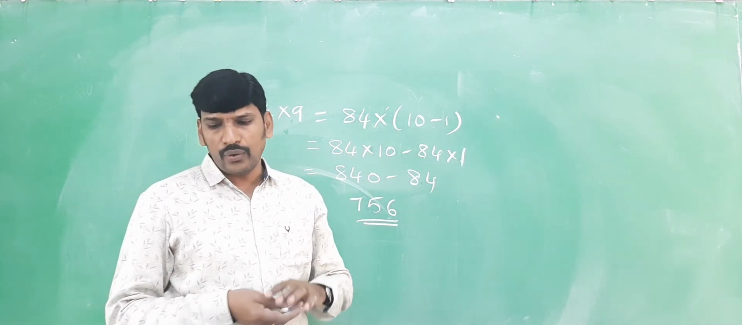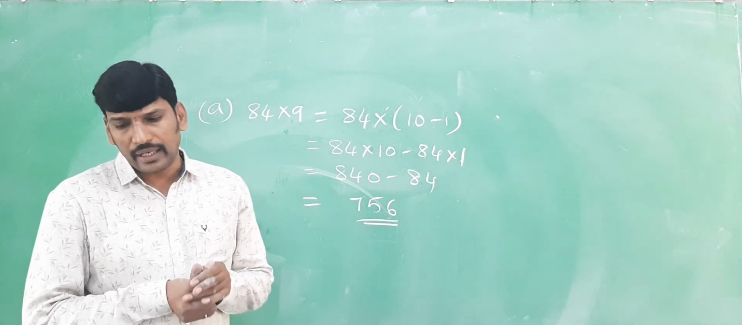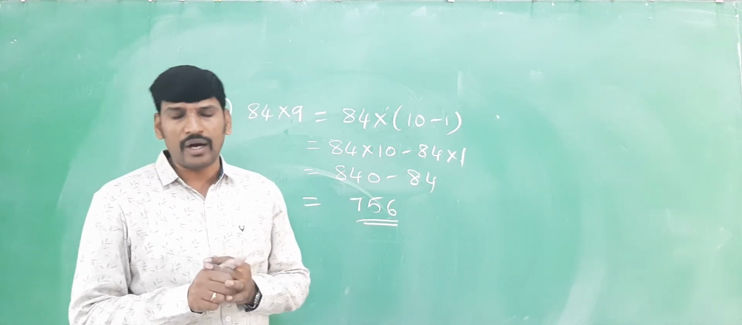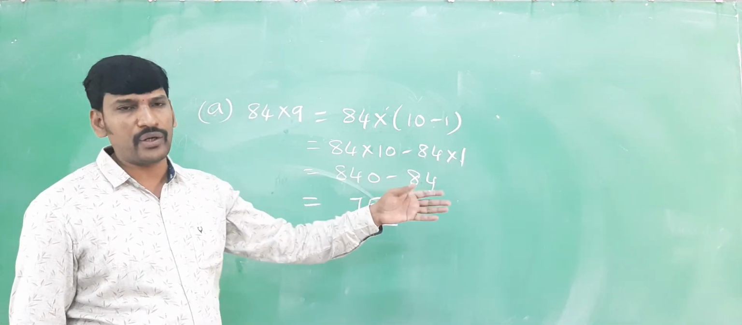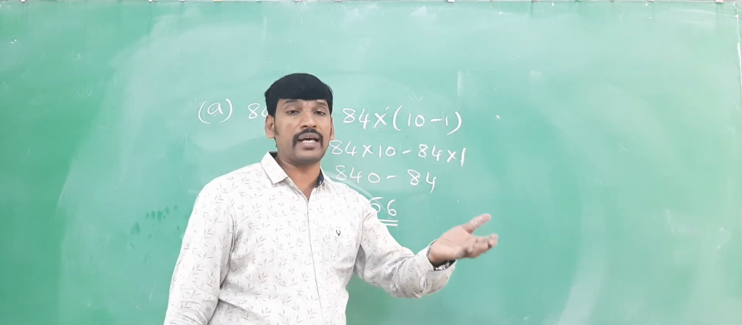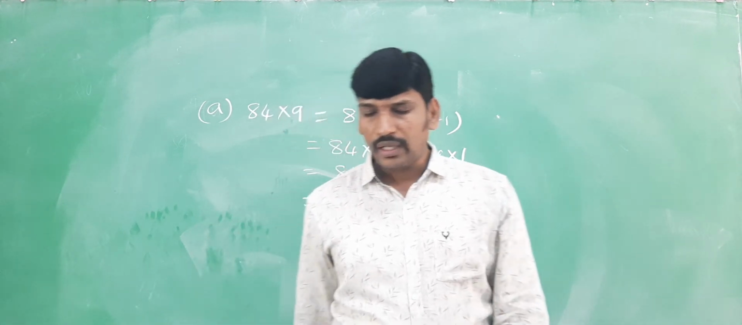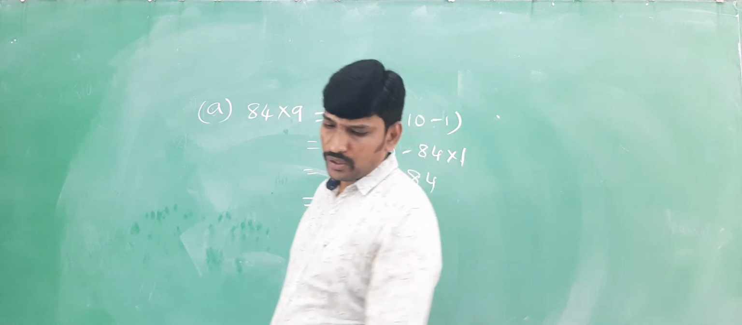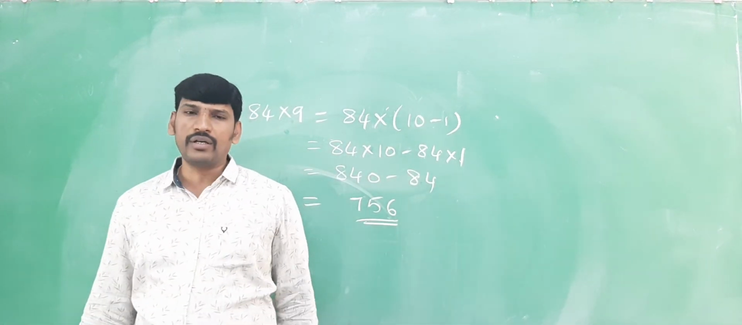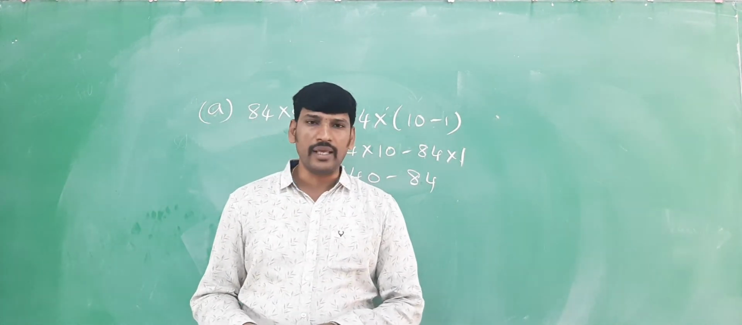Do you find a shortcut to multiply a number by numbers of the form 9, 99, 999? Yes, there are some numbers. 84 into 99, 84 into 999 also. So they create some pattern. Children, there are some patterns here. Observe the patterns and you will get the solution.